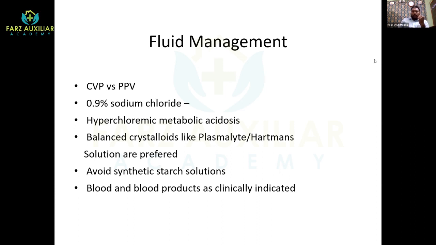And when the patient is not responding to fluid therapy, then we initially start vasopressors and inotropic agents. 3.9% saline is not used in high doses because of hypertonic metabolic acidosis. This is quite known to all. Synthetic starch is not used because of chances of AKI and other coagulopathies. And blood products are clinically indicated to keep hemoglobin more than 10.